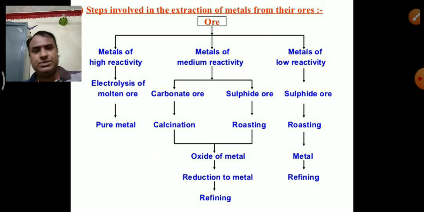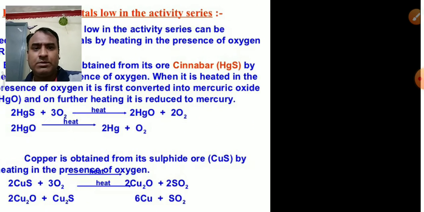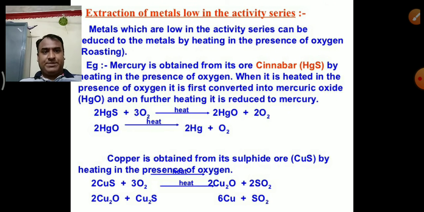This is a very important chart. Extraction of metals of low reactivity in the reactivity series. We know that for low reactivity we use roasting. Roasting and calcination are two processes which are basically used for extraction of metals of medium reactivity. For metals of medium reactivity we use calcination and roasting.